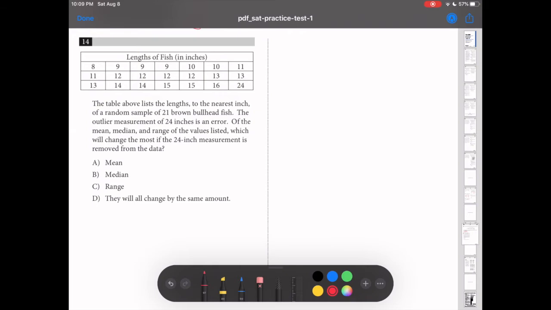Question 14, even more stats. Looking at this, it's saying which will change the most if the 24-inch measurement is removed from the data. Looking at the set, just eyeballing, you can see that 24 kind of looks like an outlier. Means and medians are measures of the group as a whole, so out of many. Removing one isn't going to do much, especially a number that's way out there. However, range measures how wide a set is. So since 24 is way outside, this would actually be affected quite a lot. Generally, D is not the answer.